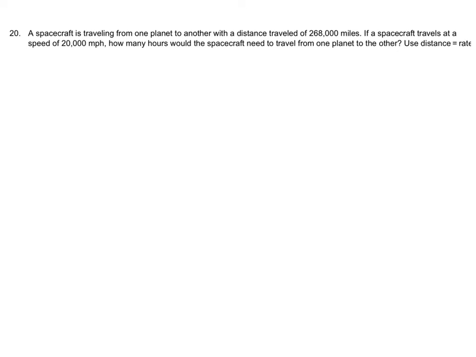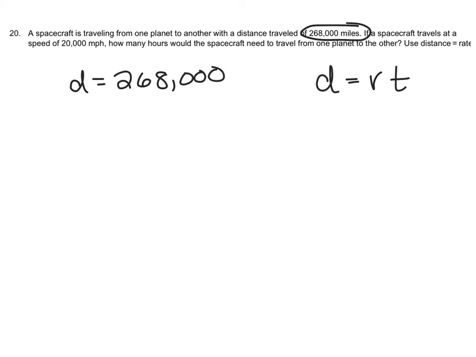Now we're going to use the formula D equals rate times time, or D equals R times T. Now the word problem tells us that the distance D is 268,000. And the speed, which is the rate, R, is 20,000. Now I want to use scientific notation to solve this problem.